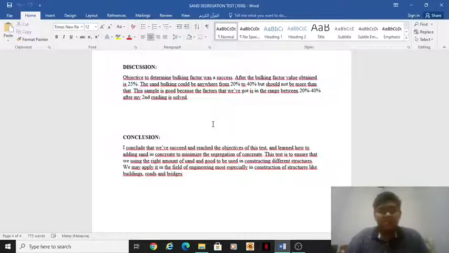So I conclude that I have succeeded and reached the objectives of this test and learned how to add sand in concrete to minimize the segregation of concrete. This test is to ensure that we are using the right amount of sand and that it is good to be used in constructing different structures, so we may apply it in the field of engineering, especially in the construction of buildings, roads, and bridges. So that's all for me.